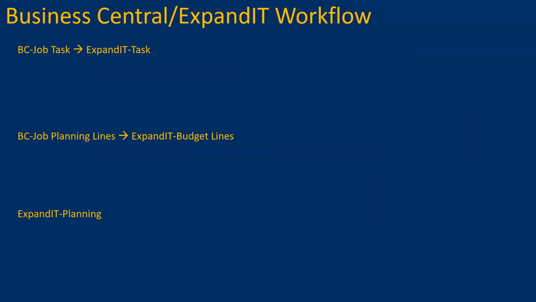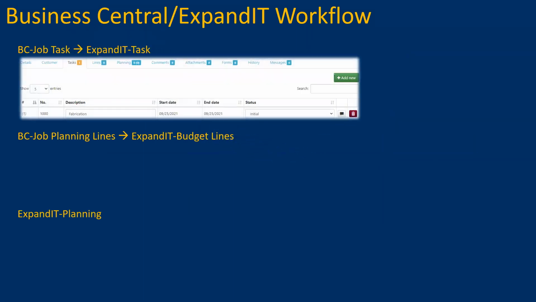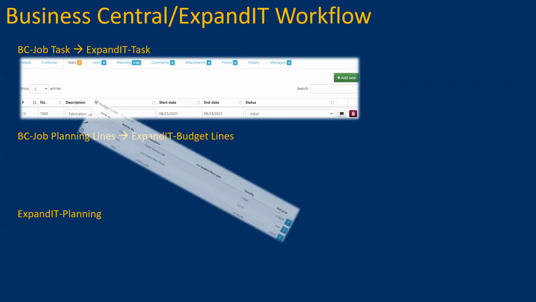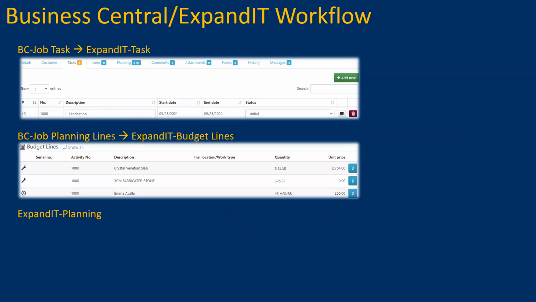So next, within the work order, all of the details from the job are visible and able to be edited. So the job tasks from Business Central can be added to the task tab in ExpandIT. The job planning lines from Business Central are now on the lines tab under the budget lines. So in order to show the lines to the field, you would need to add them to the planned lines by clicking the light bulb icon to the right of each line.